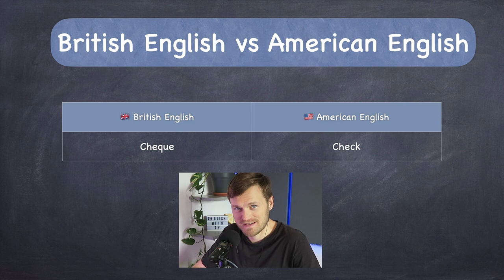You may know this depending on your age. The word is check. Now, the word is basically the same in British English and American English. However, it's spelled very differently. So let's start with British English. The spelling here is S-H-E-Q-U-E. So it's check. In American English, it's simply spelled C-H-E-C-K, check.